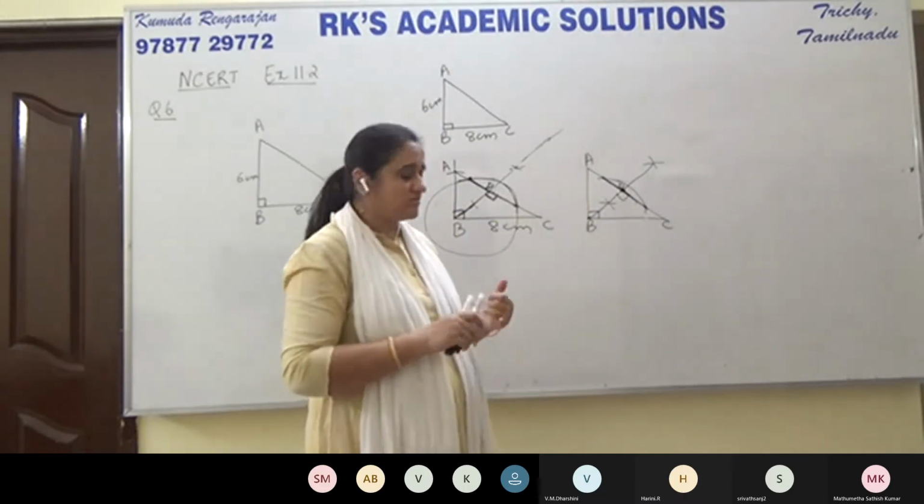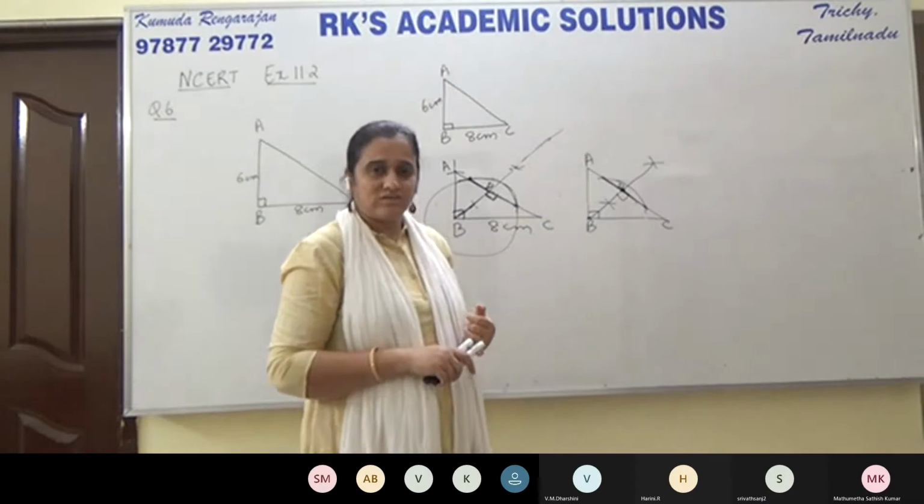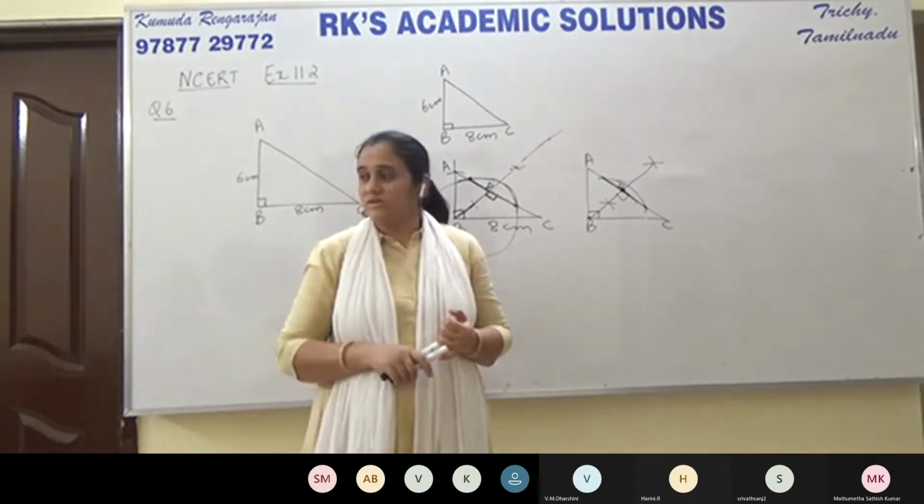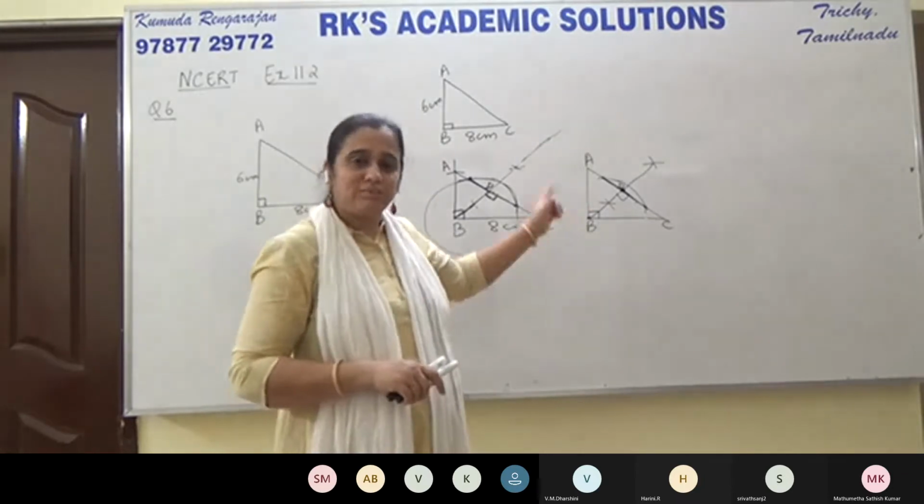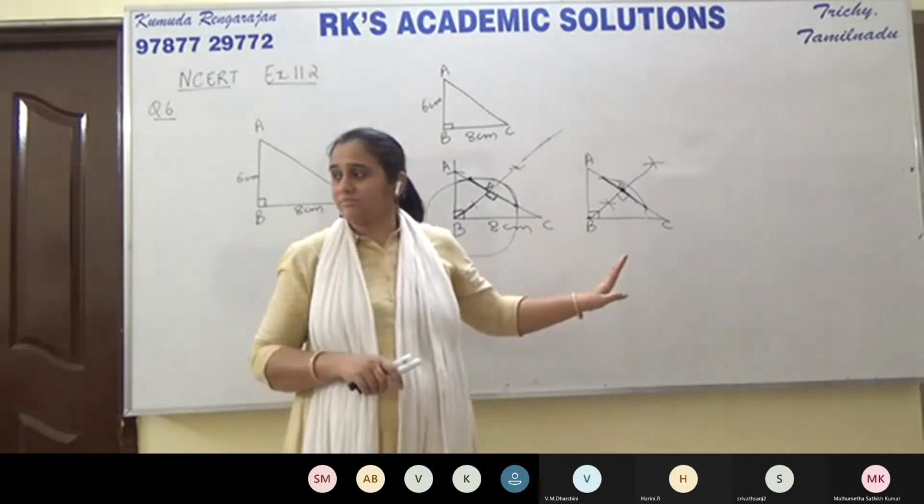So this is over. The first thing was to draw the triangle with the given information. Next, we had to take up BD perpendicular to AC. That's also over.